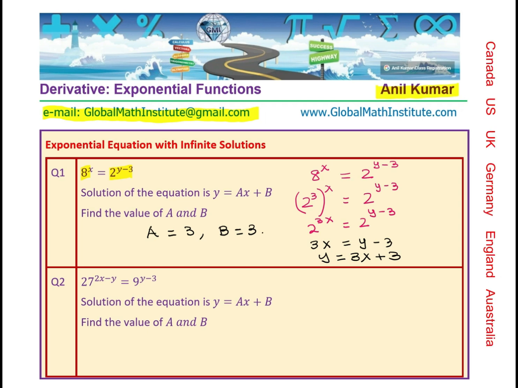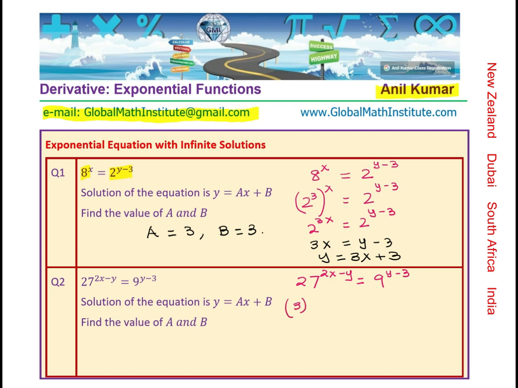So let us write down the steps which will solve this question number 2 also. We are given 27 to the power of 2x minus y equals 9 to the power of y minus 3. 27 is 3 cubed, so I could write this as 3 to the power of 3 times 2x minus y, and 9 is 3 squared, so 3 squared times y minus 3.